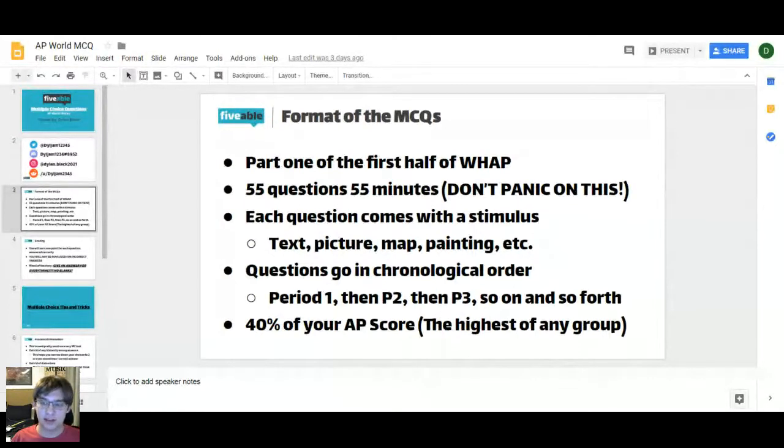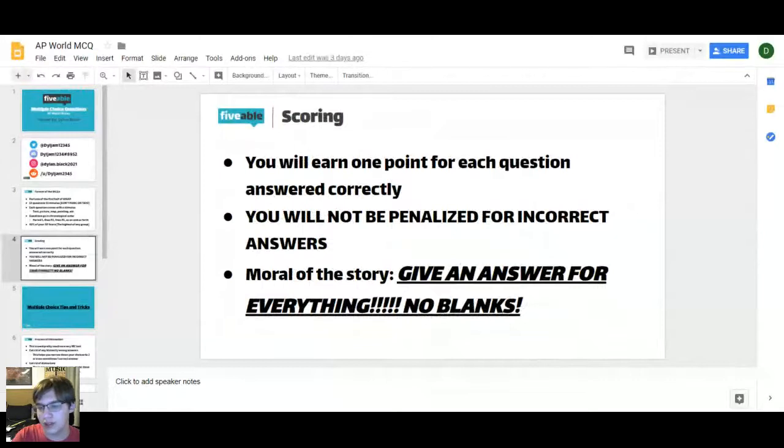Something about scoring with the multiple choice questions. You'll earn 1 point for every correctly answered question, obviously. But there's the format of the exam. It goes multiple choice questions, short answer questions, the DBQ, and the LEQ. So there's all 4. But there's a small break in between part 1 and part 2. You won't be penalized for any incorrect answers. So you should give an answer for everything. Never leave anything blank for this test.